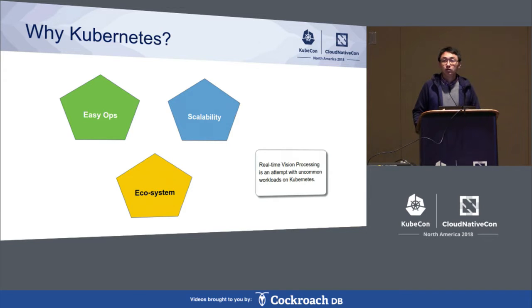The third reason is the ecosystem, which is actually the community. I'm in awe of the power of the community for endless creativity, and we can leverage so many tools to focus ourselves on our business. And running vision processing on Kubernetes is definitely an uncommon use of Kubernetes. I think it's very interesting to have a try.